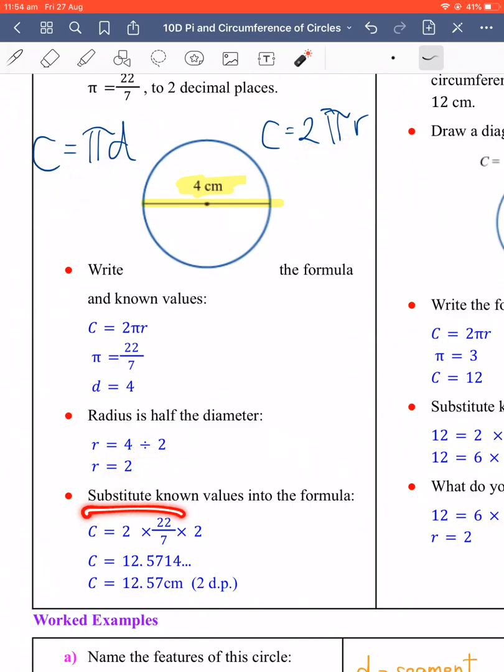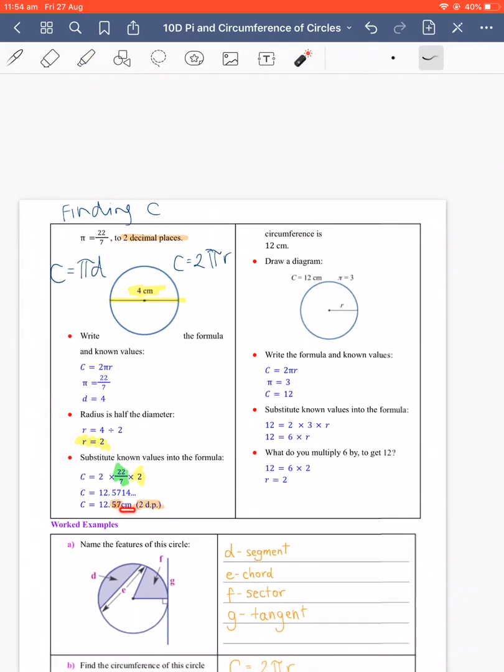Next thing we're going to do is substitute your known values into the formula. So the one that we do know is we have our value for our radius, and we also have our value for our pi approximation, which we're doing as 22/7. Okay, then we get our answer, and make sure we are rounding it, as the question asks us to do, to 2 decimal places, which is exactly what we've got here with 0.57. And again, don't forget your units, really important.